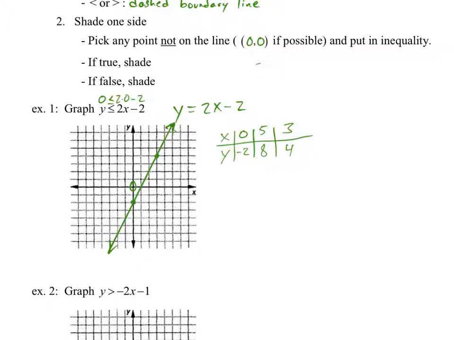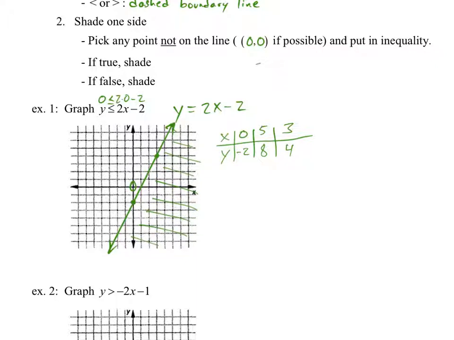So we found 0, 0 doesn't work. So if 0, 0 doesn't work, then this whole side won't work. So we don't shade that side. Instead, we shade the opposite side. So you could either scribble it in like that, or sometimes you'll just see people do lines kind of like this. It's really up to you. But you need to shade either the left side or the right side.